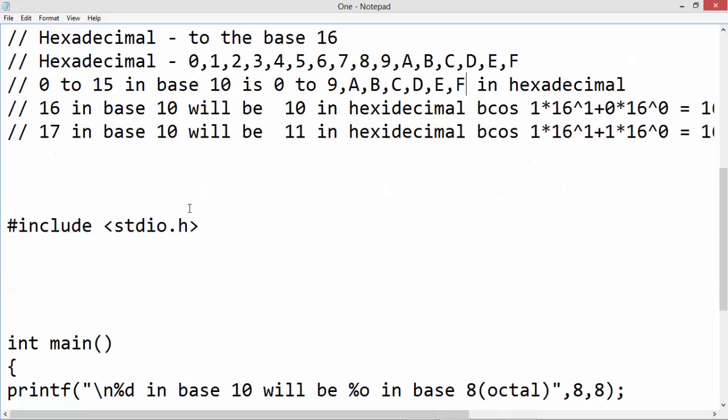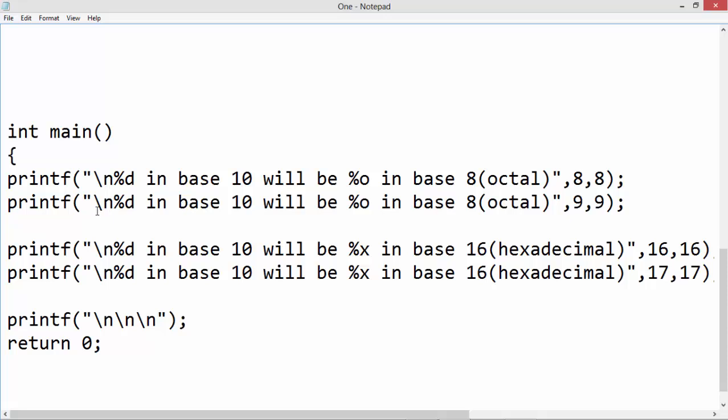So let us try and see what the computer has to say. I have written a small code here. I have done printf with %d for 8, which is in base 10, because by default integer constants are in base 10, followed by %o. %o is to display the octal equivalent of a decimal number. Please remember this. So 8, then 9.